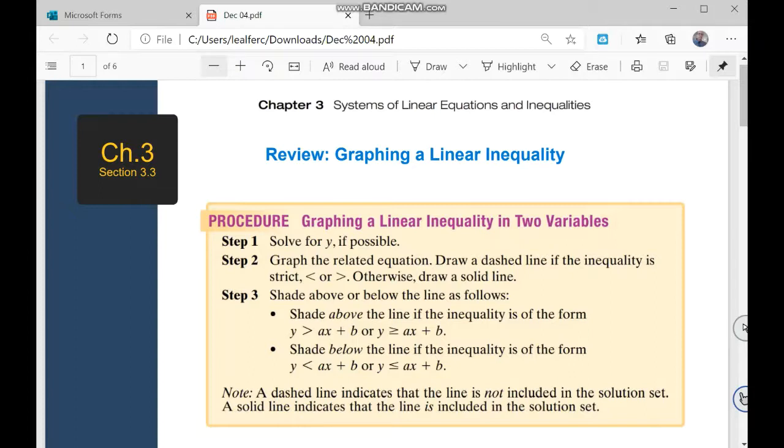Step number 2, graph the related equation. And we will see again what's the related equation. And step number 3, shade above or below the line, depending on the inequality that you have. If you have an inequality that's greater than, you shade above. If you have the inequality that's less than, you shade below the line. This is the step by step. Let's apply today this step by step in a few more examples. Yesterday we worked a couple of examples. Today we have a couple more.